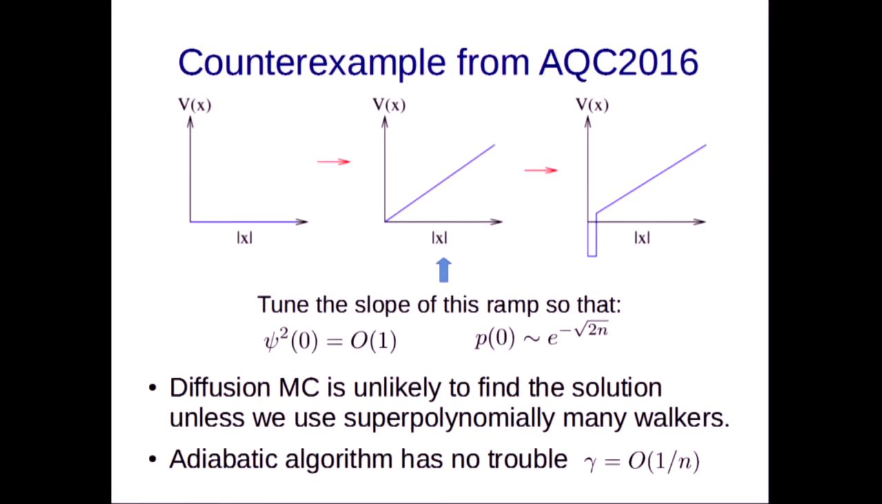But you'll notice that this potential is very funny looking. It's got this minus the projector onto the all zeros state. So this does not correspond to any local Hamiltonian. This involves n-qubit or n-bit interactions.